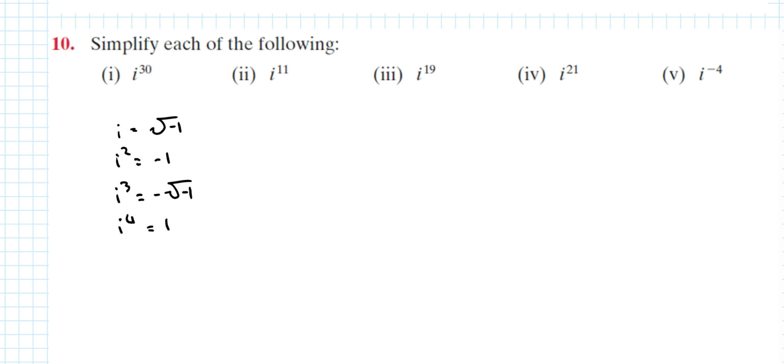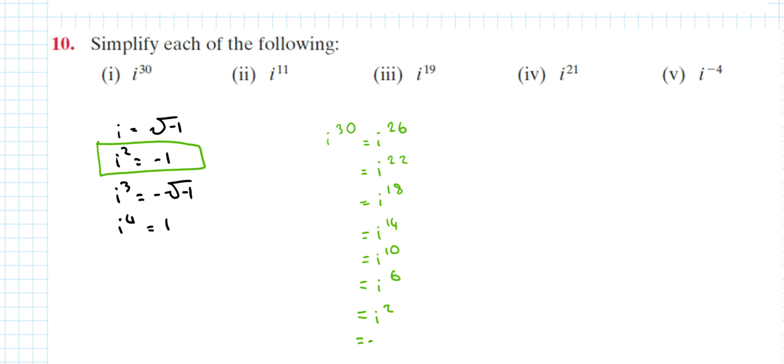So if we're looking at this question, i to the power of 30, find what that is equal to. Well, I know if I were to subtract 4 from the power, it would be the same thing. So it's the same as i to the power of 26, which is the same as i to the power of 22, then 18, then 14, then 10, then 6, which is the same as i to the power of 2. i to the power of 2 is minus 1.